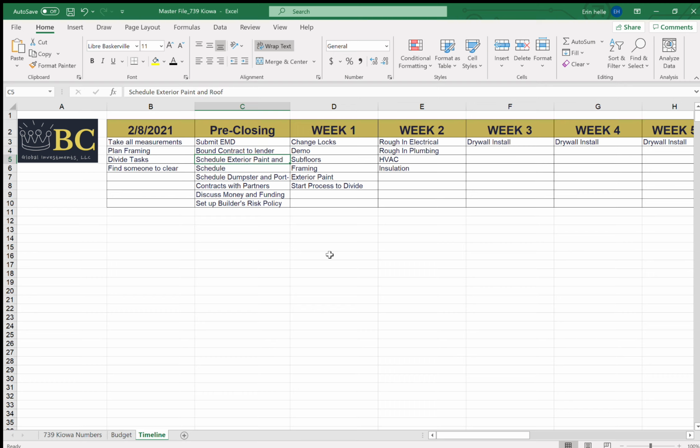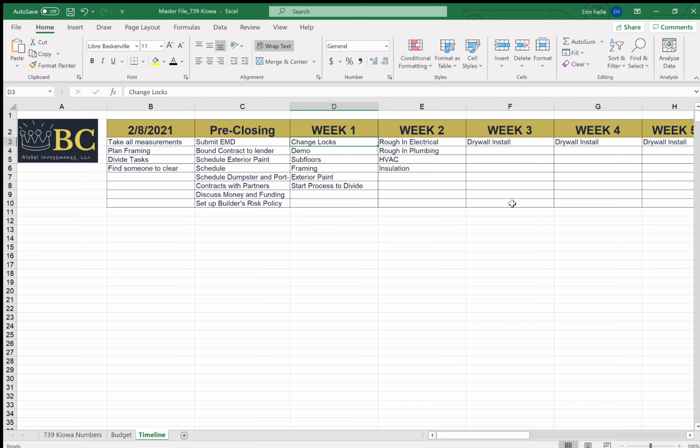We scheduled the exterior paint. Initially, we thought we were going to do the roof, but we didn't have to. So that was nice to find out. We scheduled plumbing and electrical even before we closed because we knew that was going to be the first thing. We scheduled the dumpster to be dropped off on the day of closing and the porta potty as well. We drafted up all the contracts between me and my partner. We made sure we knew how all the funding was going to go and how we were going to handle all the money. And then we set up our builder's risk policy. All of that happened before closing. So we knew that we could hit the ground running.